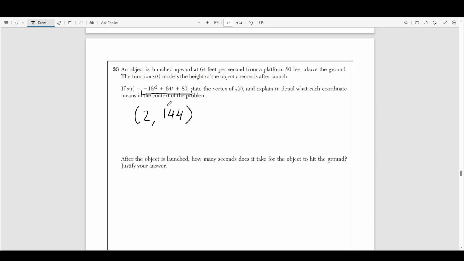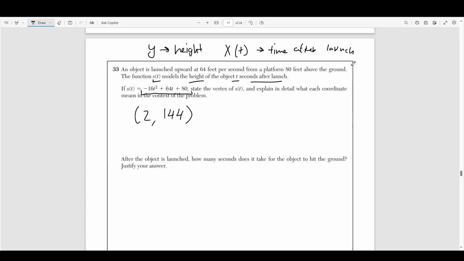So here we just stated that the vertex is (2, 144). If we leave it at that, we get this part wrong because they're asking us to explain in detail what each coordinate means in the context of the problem. So s of t models the height of the object t seconds after the launch. So s of t, which is your y, is going to model what? Well, it's going to model the height, and t seconds after the launch means that your x, or your t, is going to be time after launch.